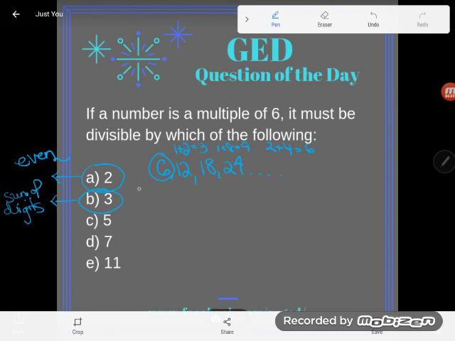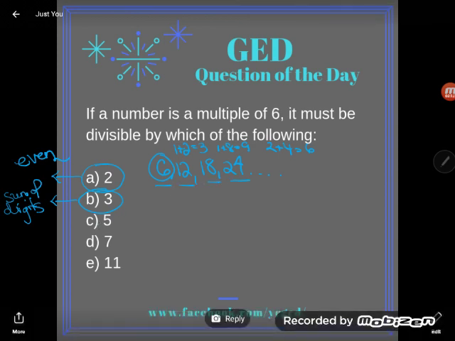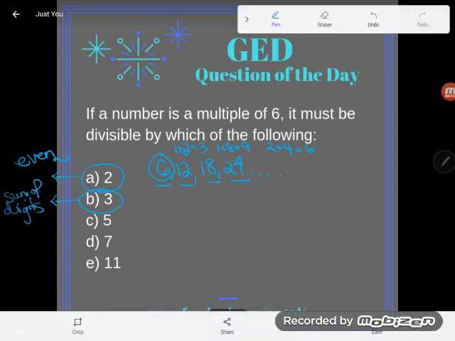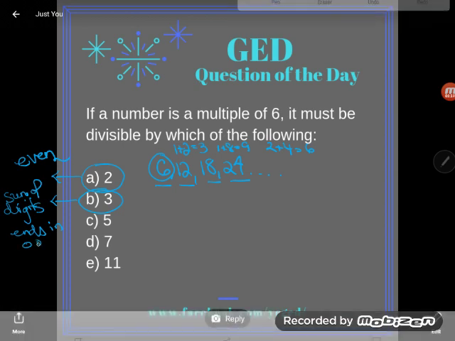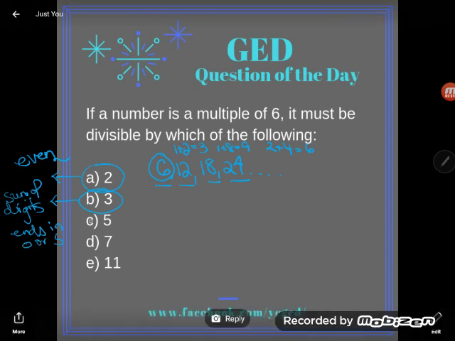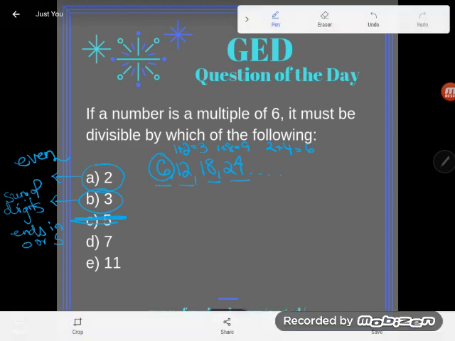Now let's think about 5. Are these numbers on the 6 times tables all divisible by 5? Well, what a silly question. We've been listing out the 6 times tables, and we haven't even reached one yet that would be on the 5 times tables, because we haven't even reached a number that ends in 5 or 0. Everything on the 5 times tables ends in 0 or 5, so this can't possibly be true. Just because it's a multiple of 6 doesn't mean it's divisible by 5.